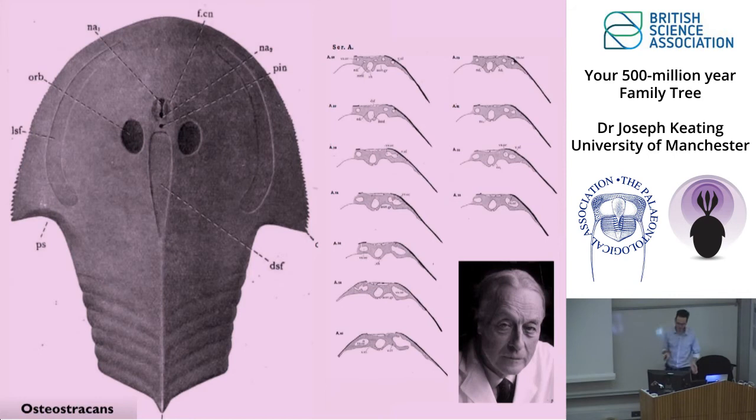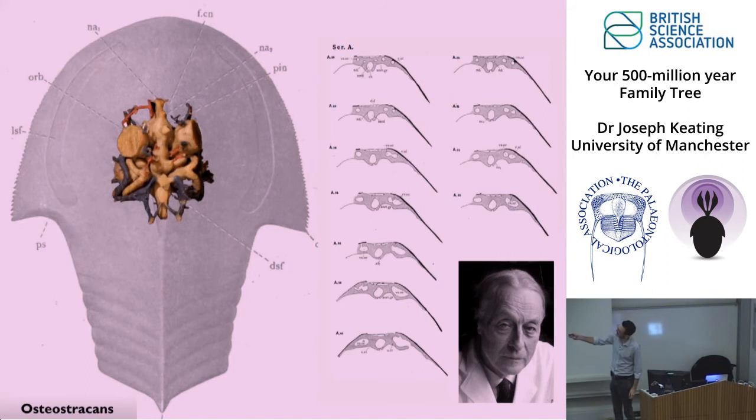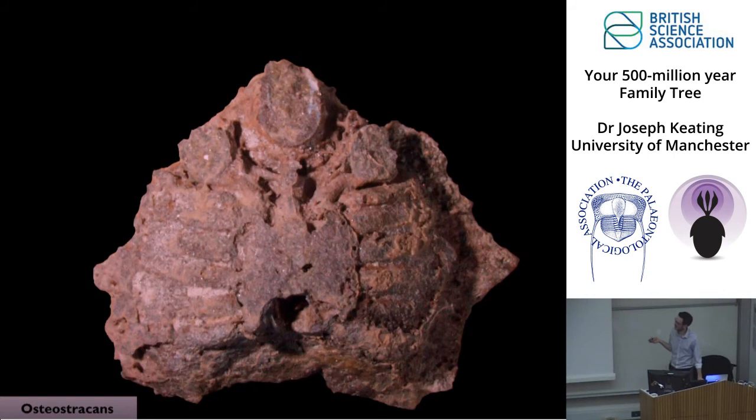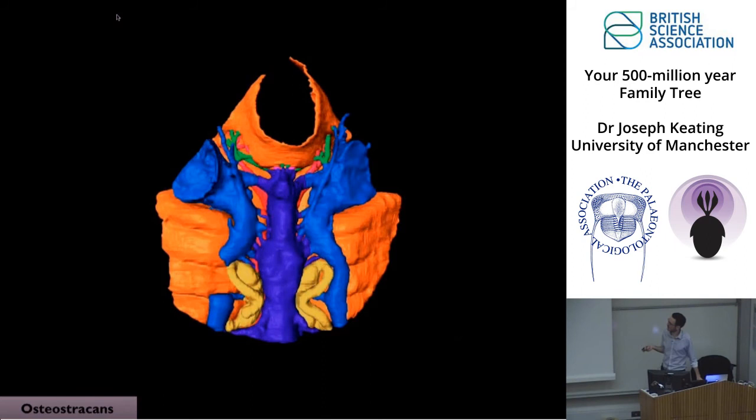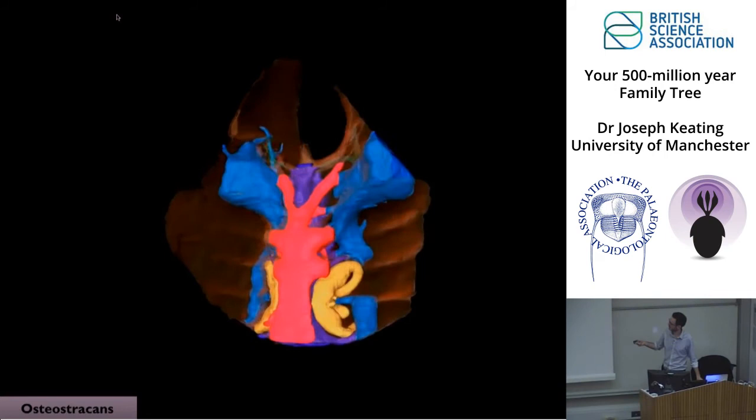So this is exactly what this guy, Eric Stensio, did in the 1920s. And he built this fantastic model out of wax of an ancient fish brain. These days, you can do the same thing with a synchrotron, so that powerful microscope that I used earlier. And you can build 3D models that you can dissect and look at the internal structures of. So these yellow bits here are the inner ears of this fish brain.